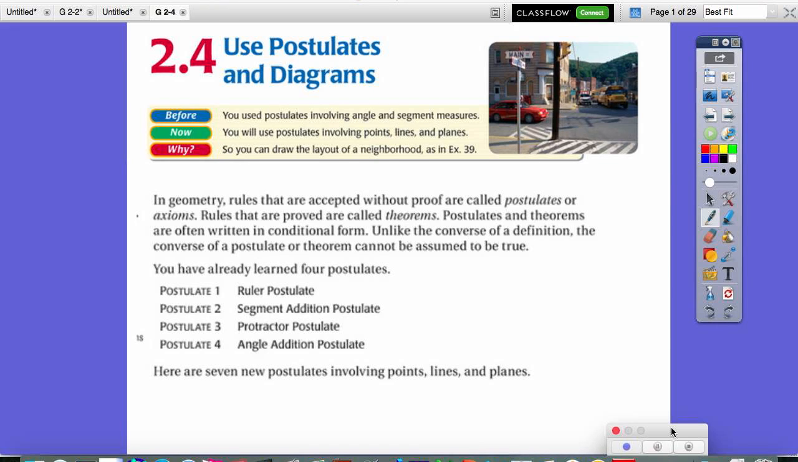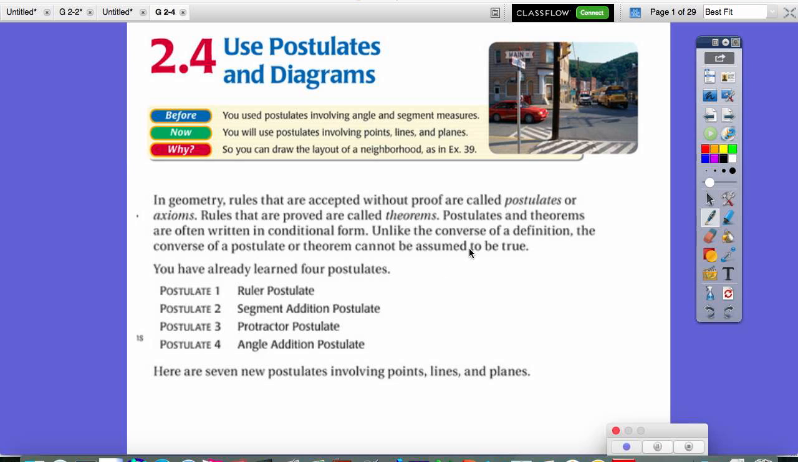Welcome to lesson 2.4, using postulates and diagrams. In geometry, rules that are accepted without proof are called postulates, or you may also see the term axioms. Rules that are proven are called theorems. Postulates and theorems are often written in the conditional, that's the if-then form. Unlike the converse of a definition, the converse of a postulate or theorem cannot be assumed to be true.